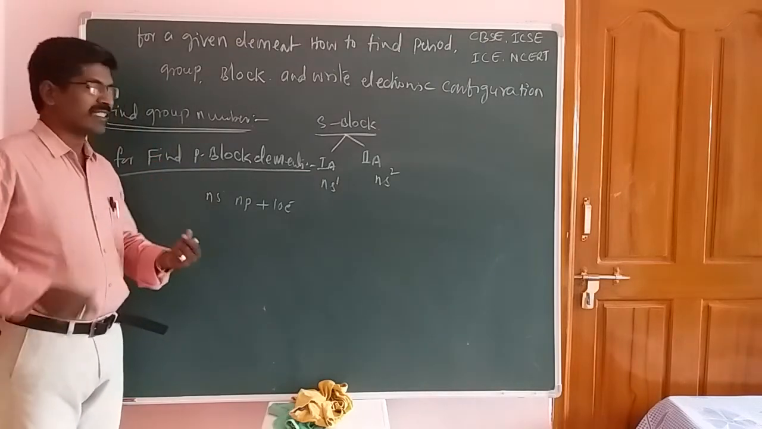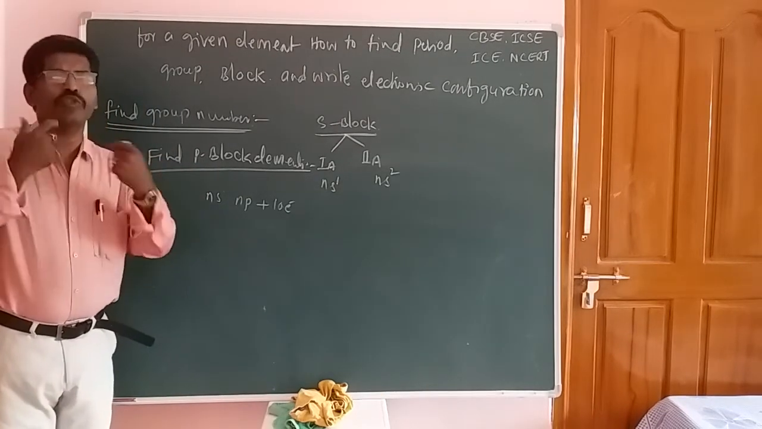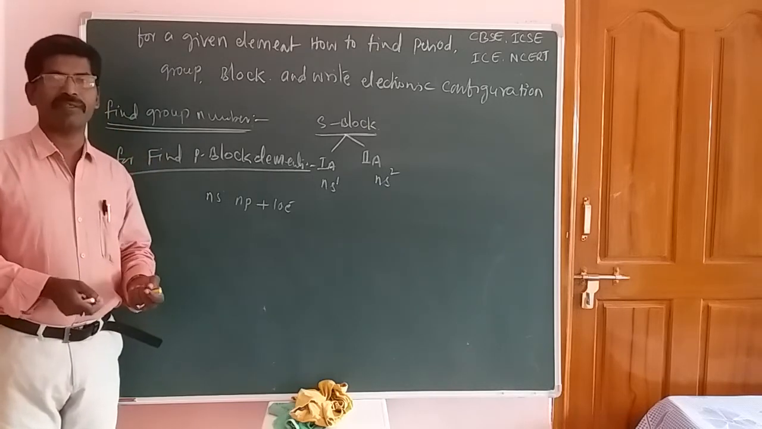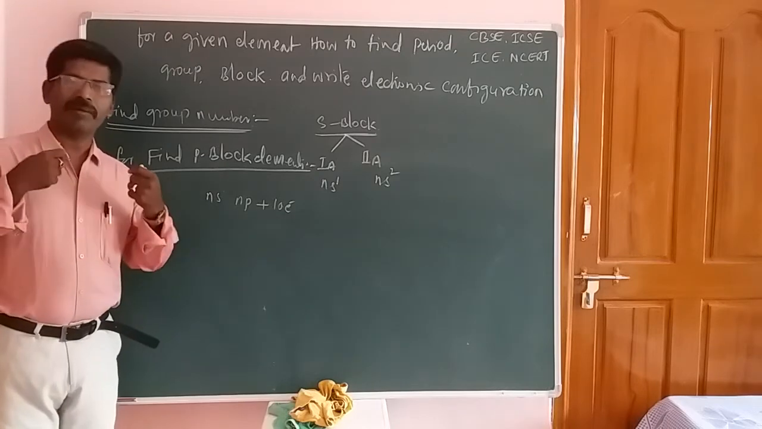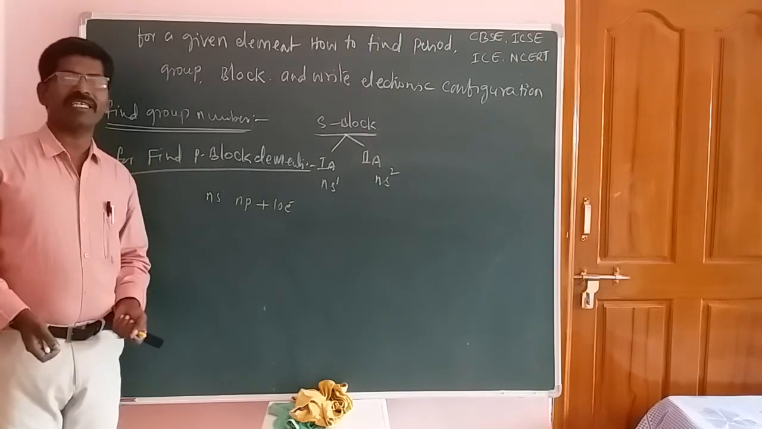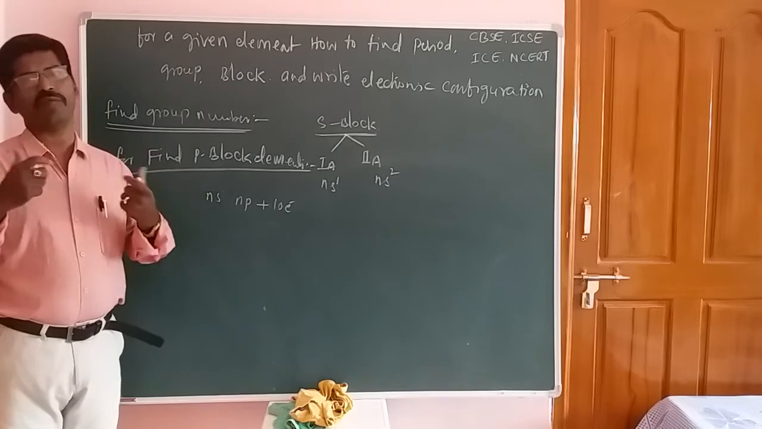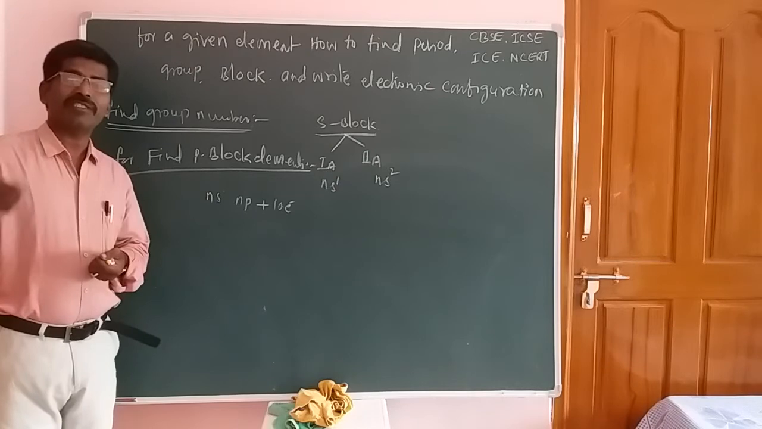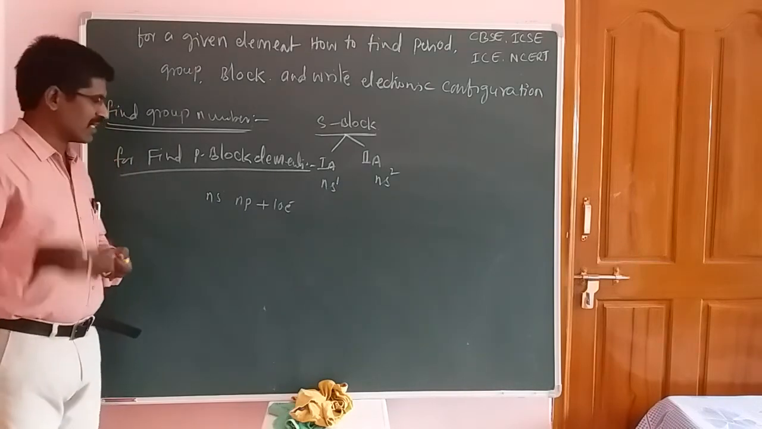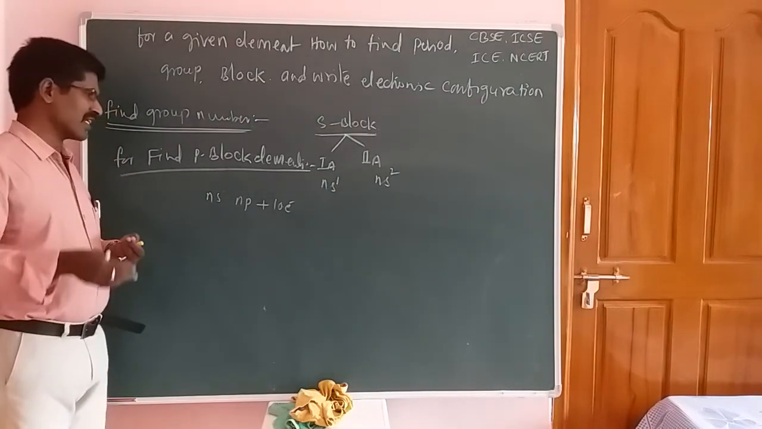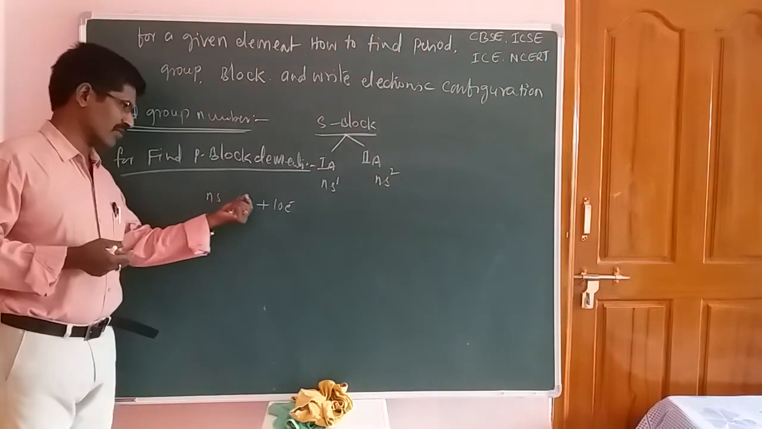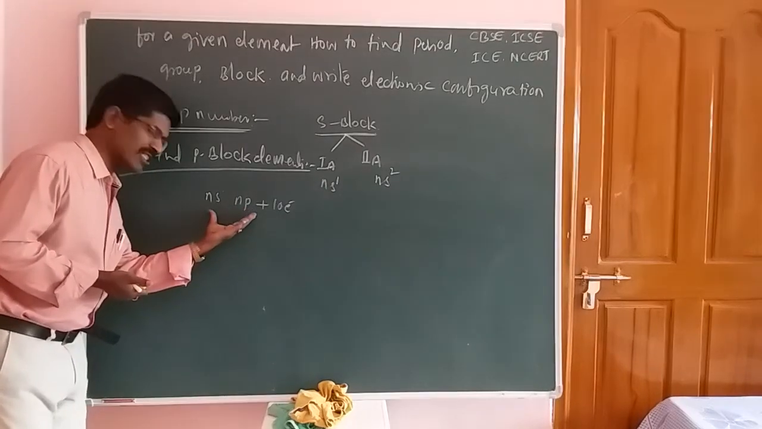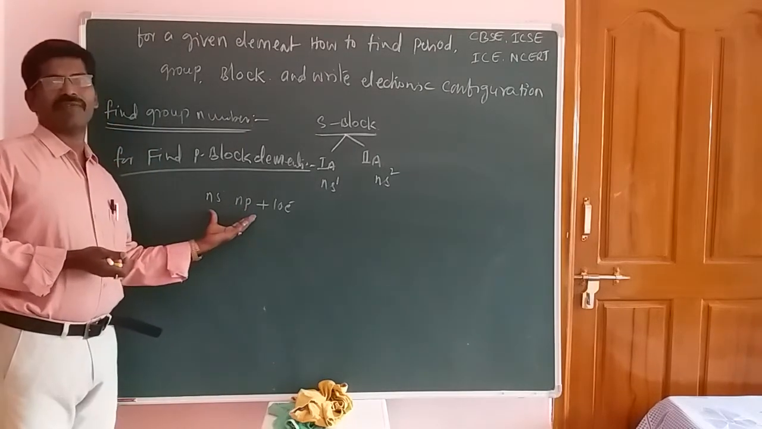So based on this, for p block elements, the given element belongs to which group? It may belong to the third A group element, or the fourth A group, or the fifth A group, or the sixth A group, seventh or eighth group element. How could you find that? It depends upon your question. You get the ns electrons and np electrons, and next the 10 electrons. So first of all, you have to apply this rule or principle to write the electronic configuration.